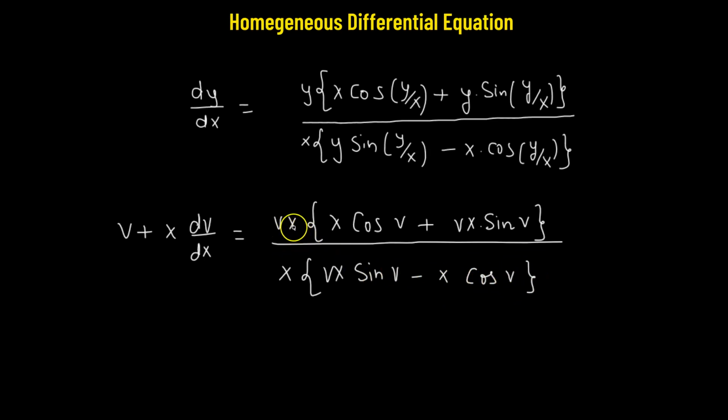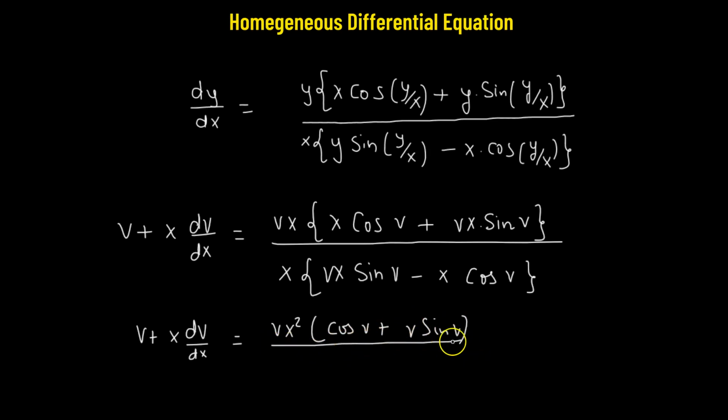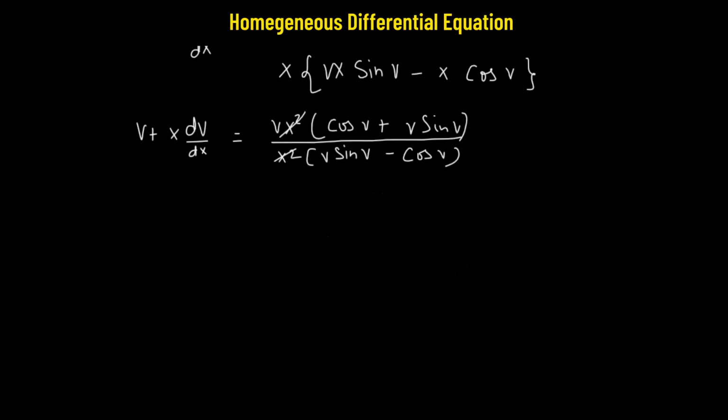Right. So we can factor out the x. That gives us v plus x times dv over dx equals v x squared times (cosine of v plus v sine v), the whole divided by x squared times (v sine v minus cosine of v). So the x squared terms get cancelled out.